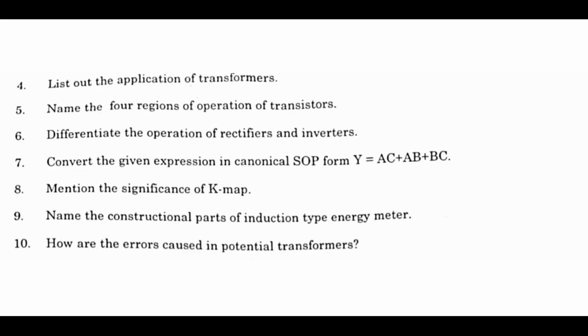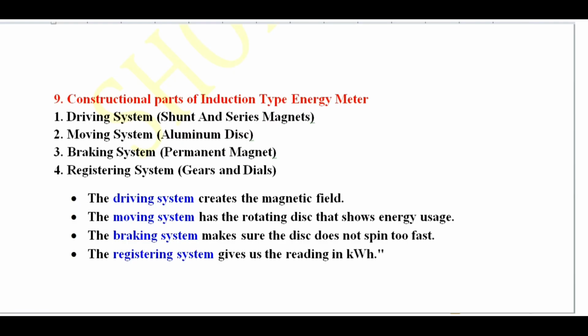And ninth question is, name the constructional parts of induction type energy meter. An induction type energy meter is a device that measures the energy consumption in our homes. It uses the principle of electromagnetic induction, which means it uses a magnetic field to measure how much electricity we are using. Let's break down its main parts.